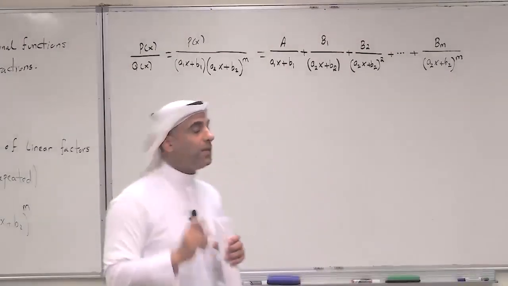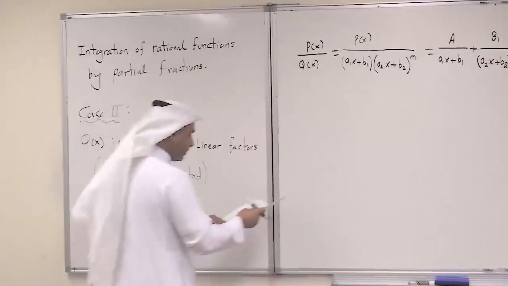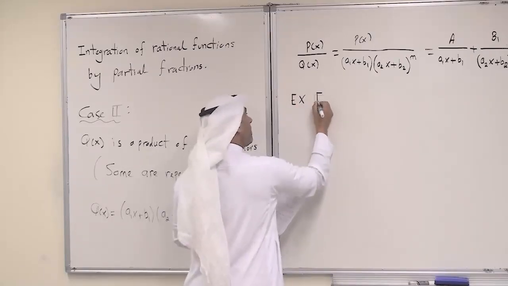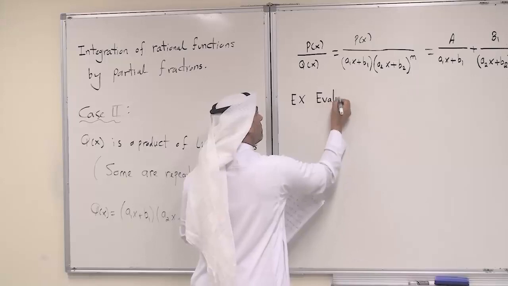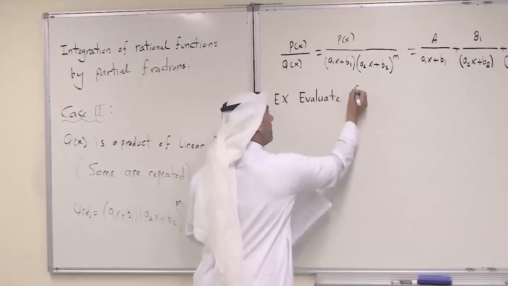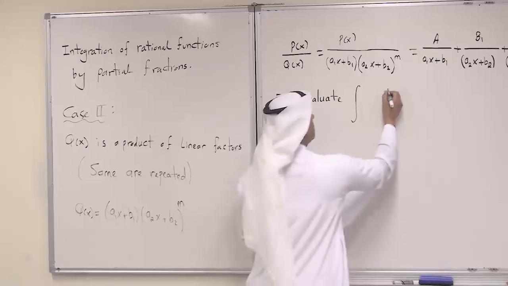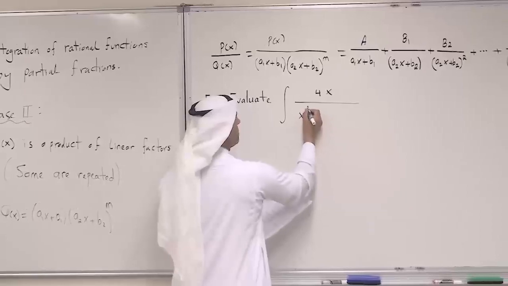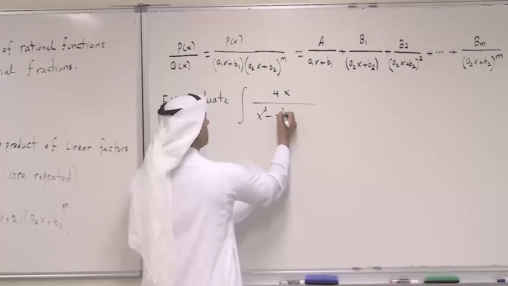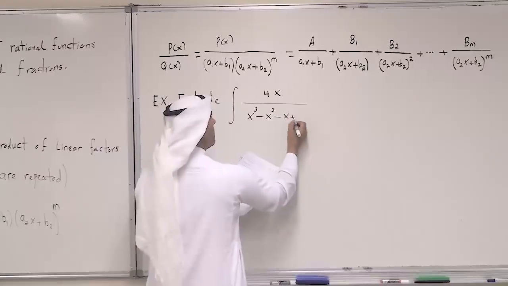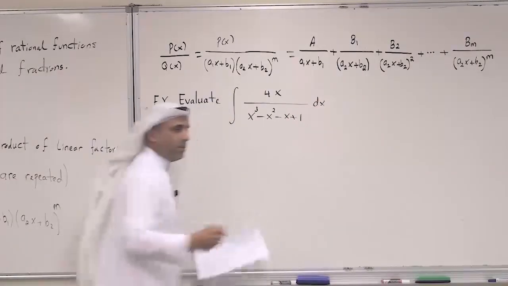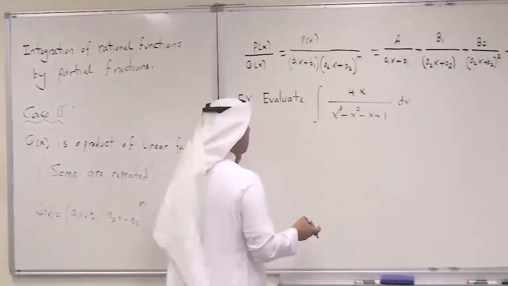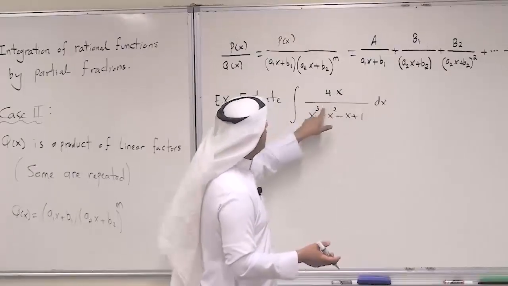Practically, how to integrate now? Let us take a specific exercise. So our next exercise will be like this. It says, evaluate the following integral, and this is the integral we have. It is 4x divided by x cubed minus x squared minus x plus 1, dx. Before we start, as usual, we need to make sure that this is a proper fraction, meaning the degree of the numerator is less than the degree of the denominator.